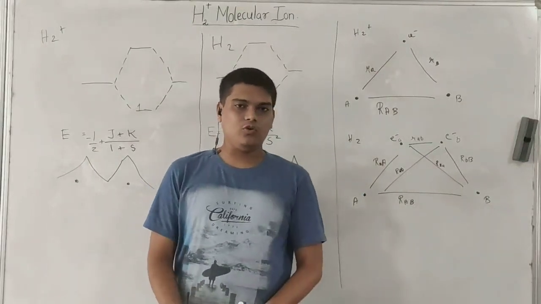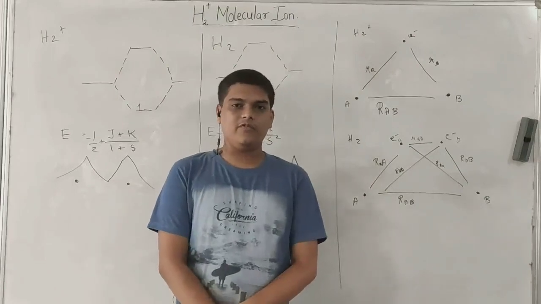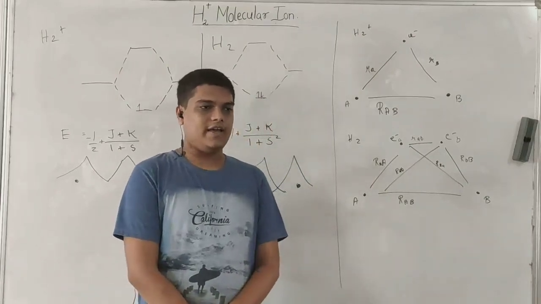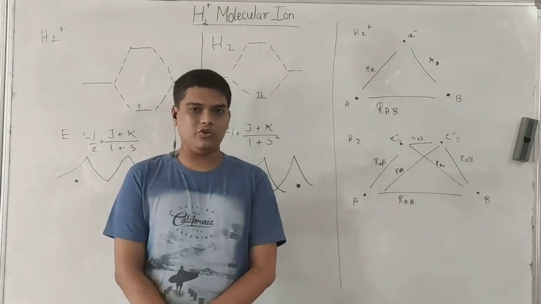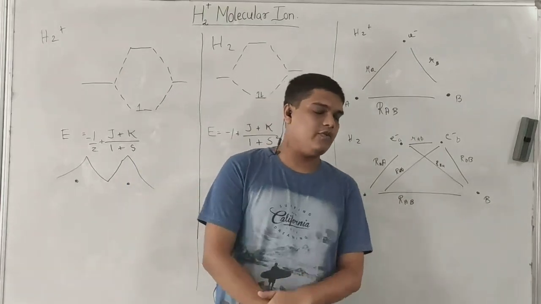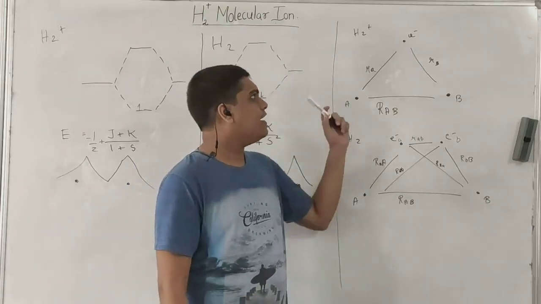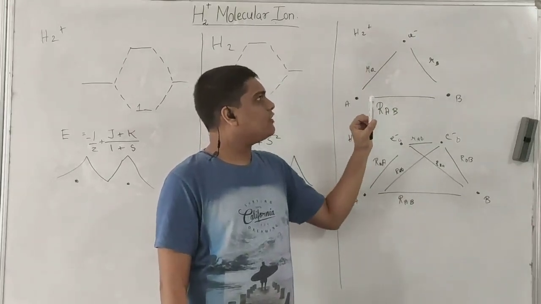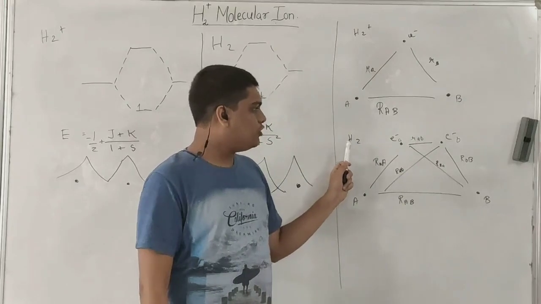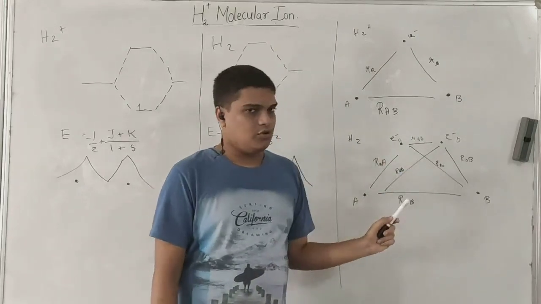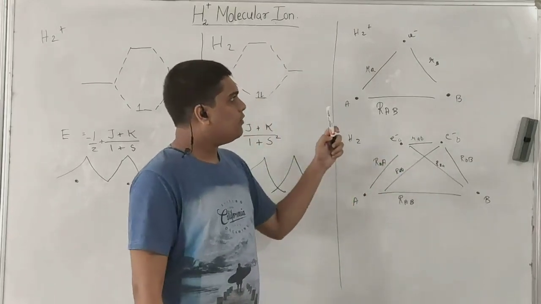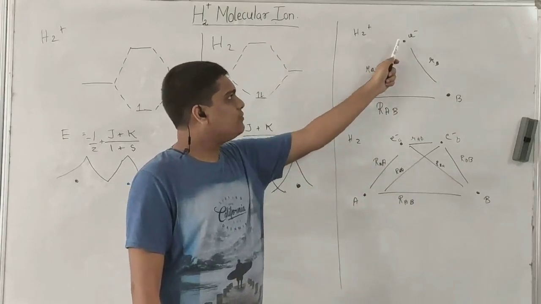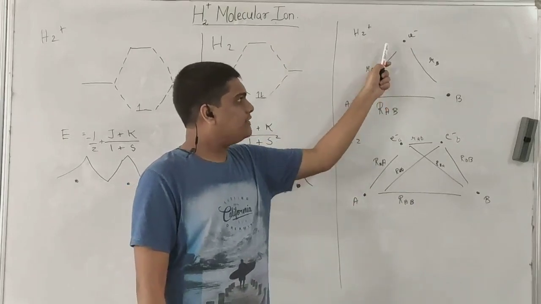So as we know, we can solve the Schrodinger wave equation for the H2 plus ion exactly, while for the H2 molecule it cannot be solved exactly. Why? We will see. As we can see here, the H2 plus ion is a uni-electronic system, while the H2 molecule is a bi-electronic system. Because it is a uni-electronic system, the H2 plus, we can solve it exactly.